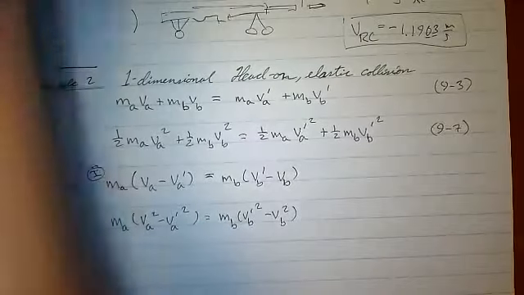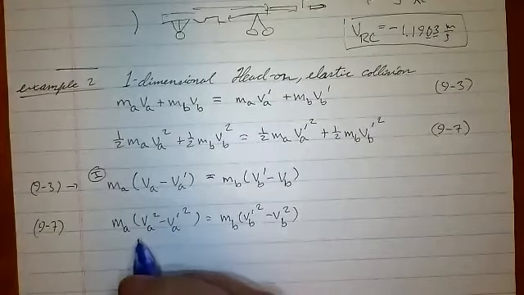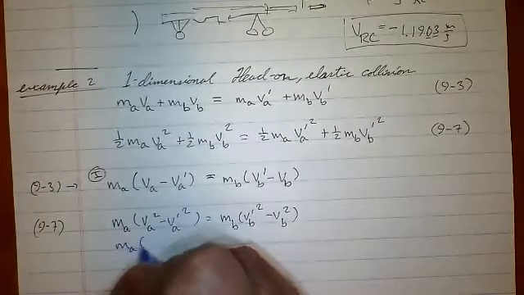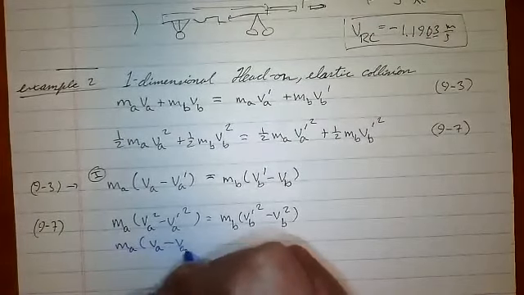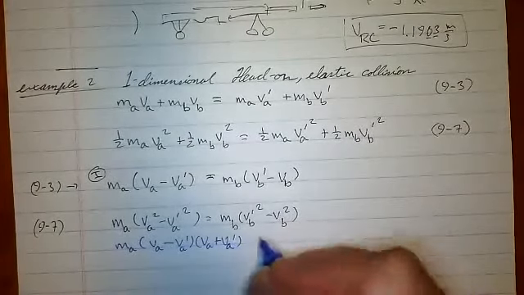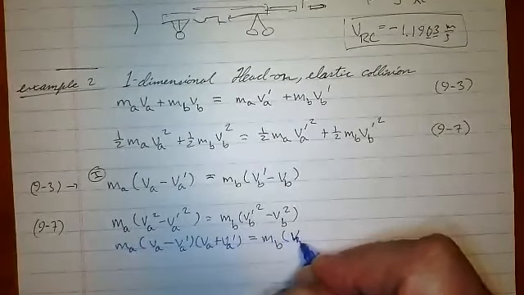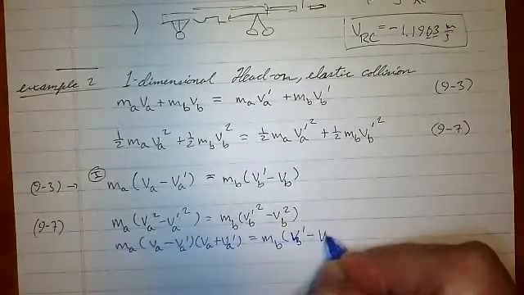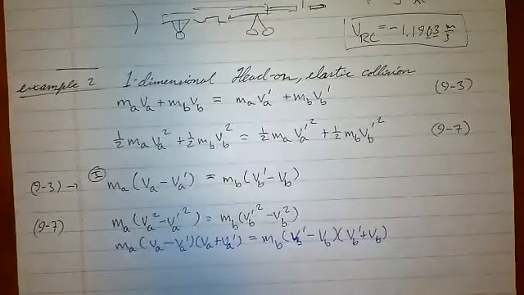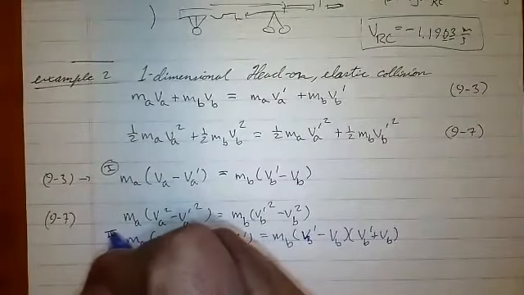In fact, what I'd really like to do is now rejigger this so that I've actually got something that's useful. So what I'm going to do is factor this, and I'm going to say M sub A times (VA minus VA prime) times (VA plus VA prime) is equal to M sub B times (VB prime minus VB) times (VB prime plus VB). See how that's equivalent to that? Remember that from factoring? I'm going to call this equation 2.